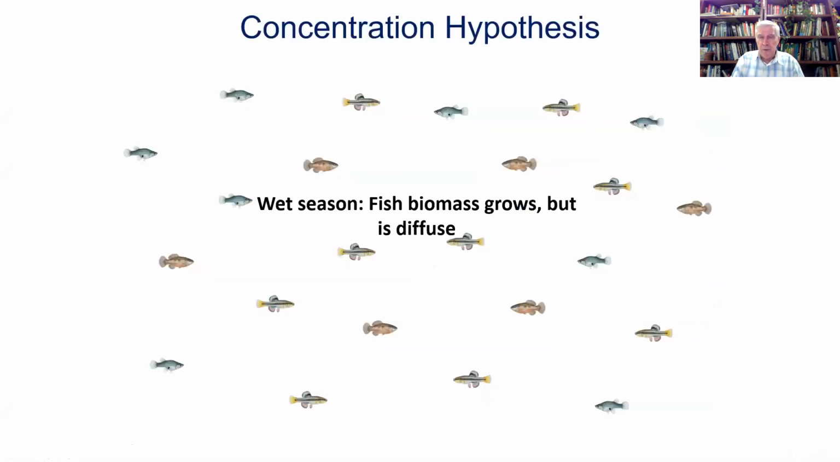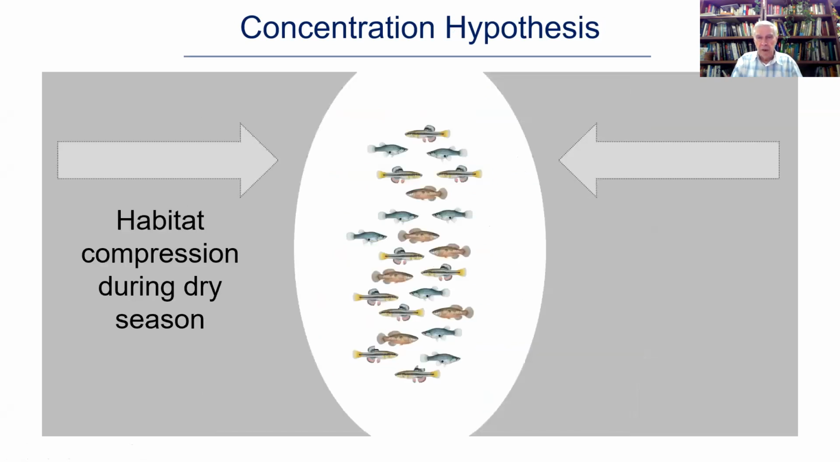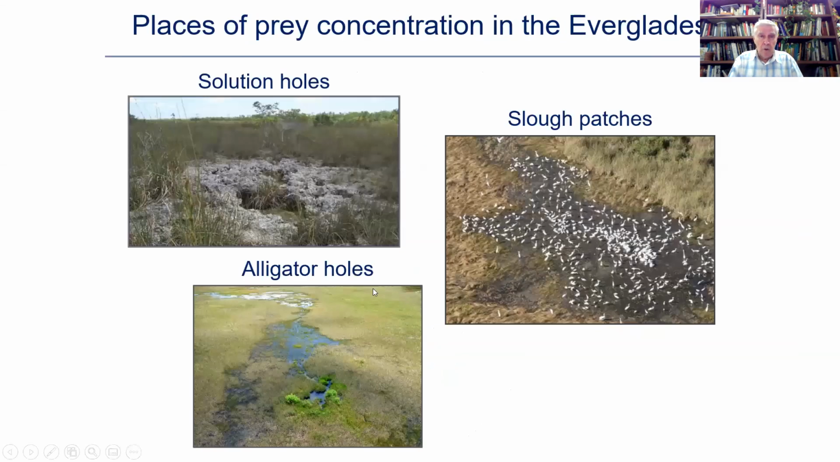So in this kind of simplistic diagram, you can sort of show the wet season, fish biomass grows, but it's diffuse. It starts drying, and these become condensed. This happens every year, not always in the same way. It can be quite different from year to year. Okay, the places of prey concentration tend to be these calcium solution holes, slough patches along the sloughs, alligator holes, and so forth.